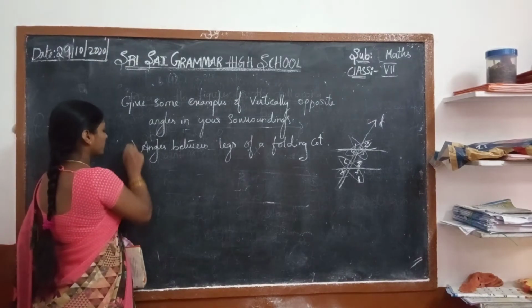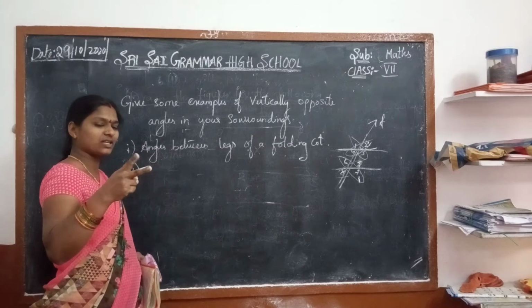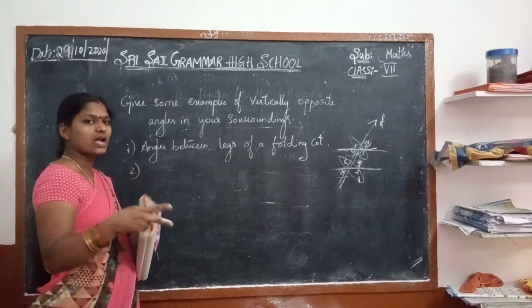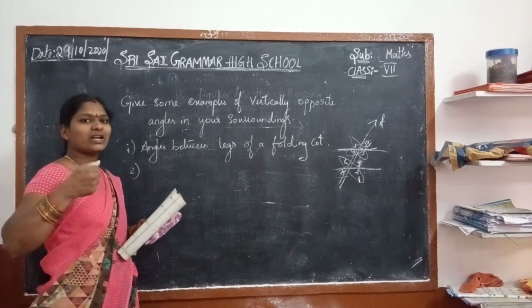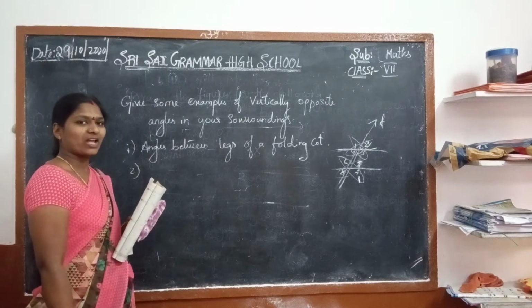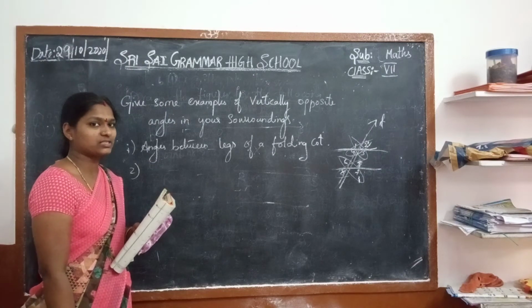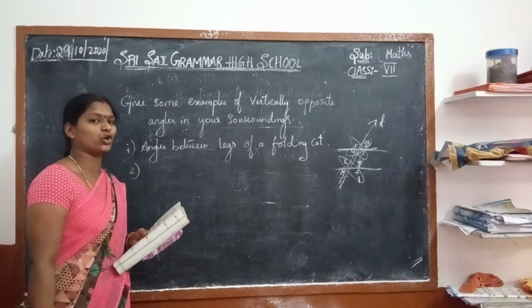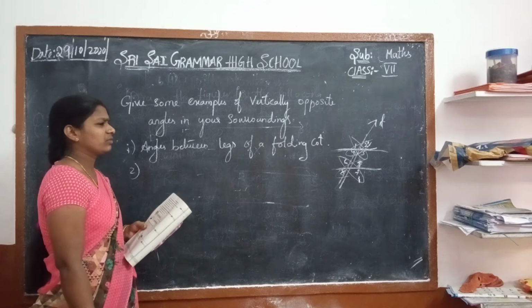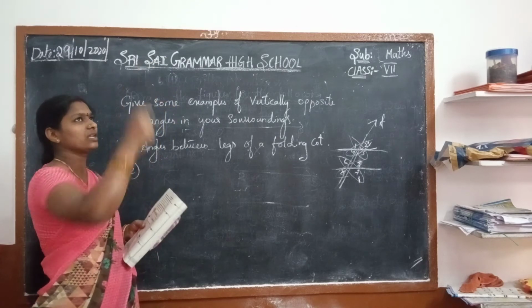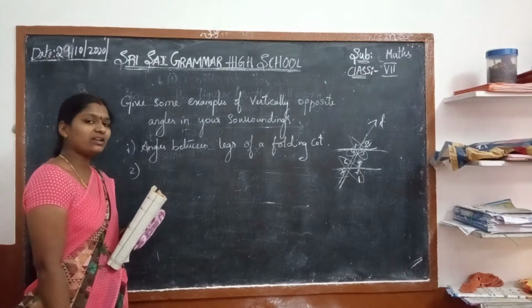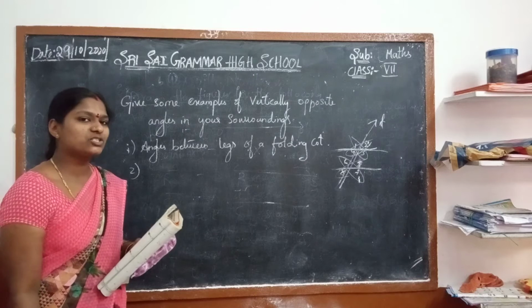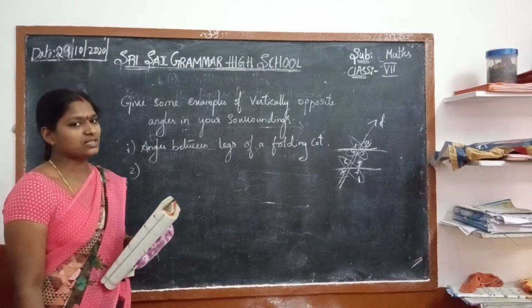When you observe the scissor, here we can see vertically opposite angles. Also when you open the door and when you close it, we will see a vertically opposite angle forming there. When you open a window, a scissor, or a door, whatever you observe, even on the wall, an angle is forming there. So vertically opposite angles can be seen easily.